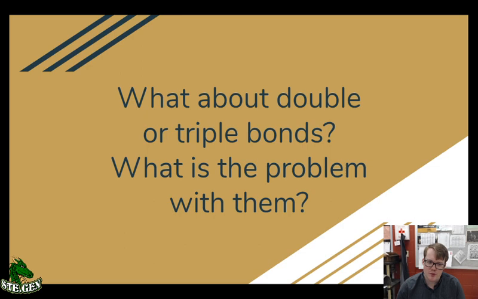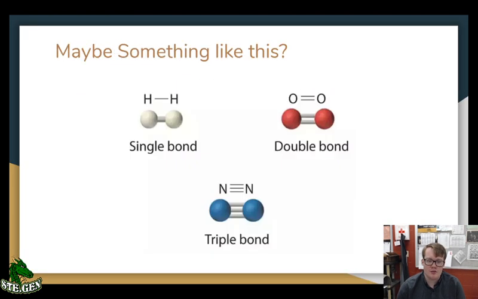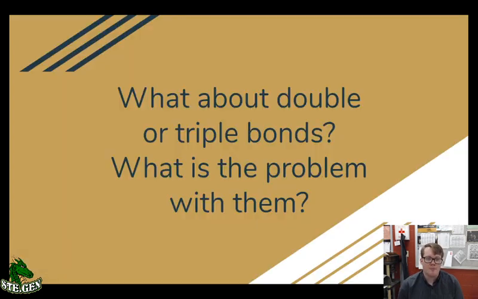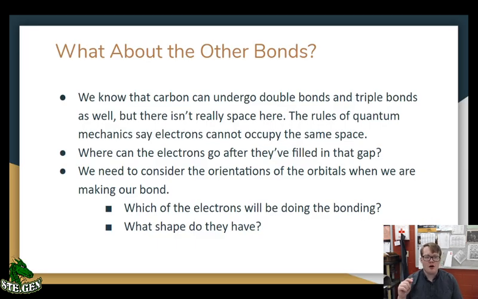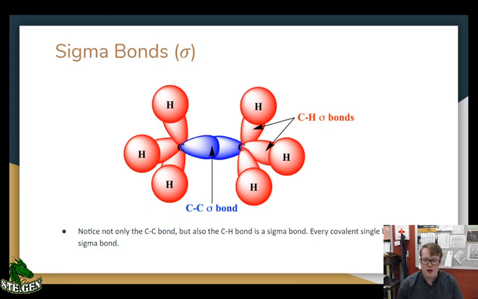But what about double or triple bonds? Why do they not work like this? Why are they not just going to fall in line and just also connect side by side with the single bond? Well, we know that carbon can undergo double and triple bonds, but there isn't really space there. If you remember the rules of our electron orbitals, if you go back to the Pauli exclusion principle, Hund's rule, all that stuff, the Pauli exclusion principle says that every specific location can only be held by 1 electron. Even if it's in the same orbital, it can only have 2. They'll just differ by spin.